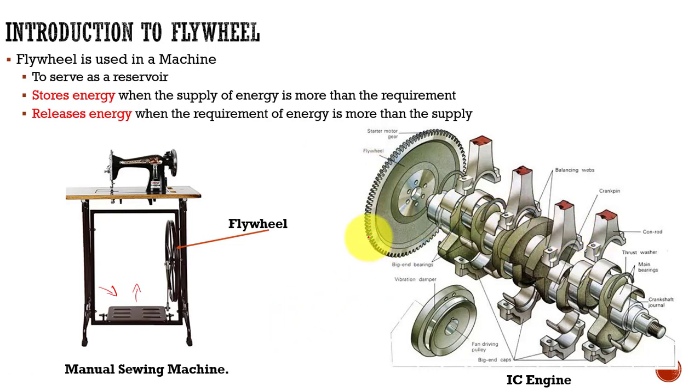Here you see the flywheel in an IC engine. This is a four-cylinder engine, because you can see four different connecting rods which are attached to individual cranks. Finally the cranks are connected to the crankshaft, and at the end of the crankshaft you can see the flywheel. So this is the arrangement.